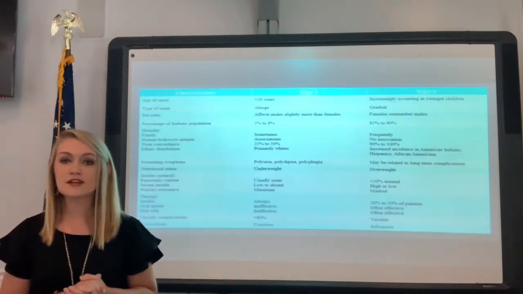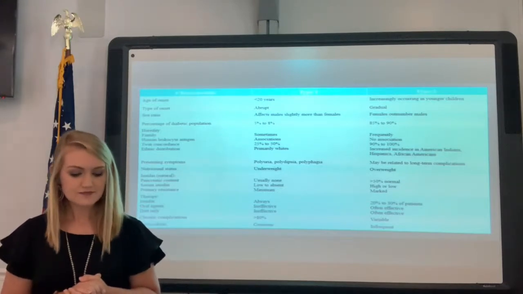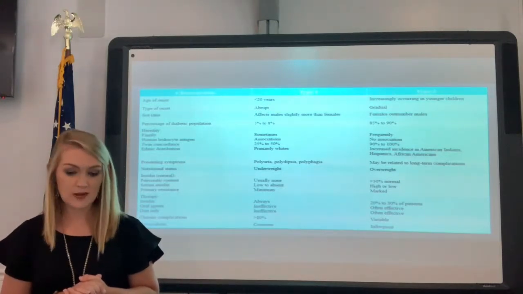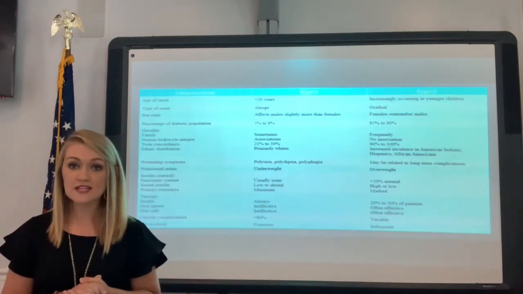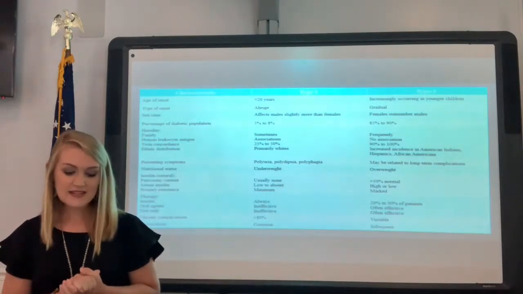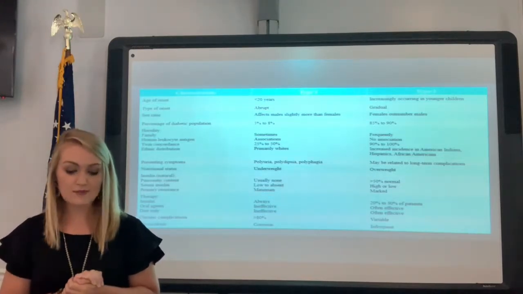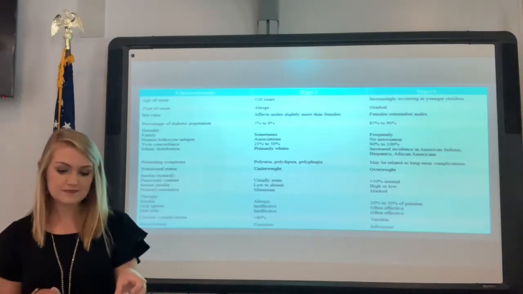Type 1 usually appears underweight, whereas type 2 usually appears overweight. Insulin is used in type 1. In type 2, most of the time they can just use oral agents or diet to control it. And diabetes can also be a great imitator of the flu, gastroenteritis, or appendicitis.